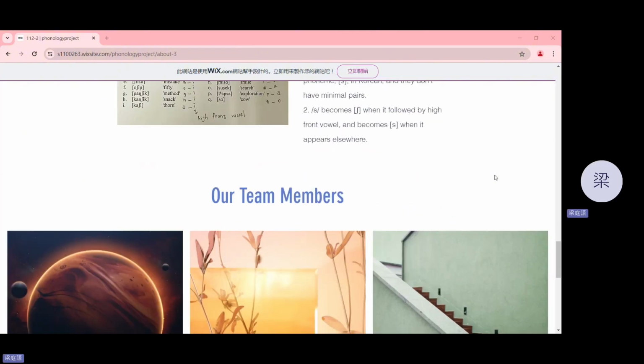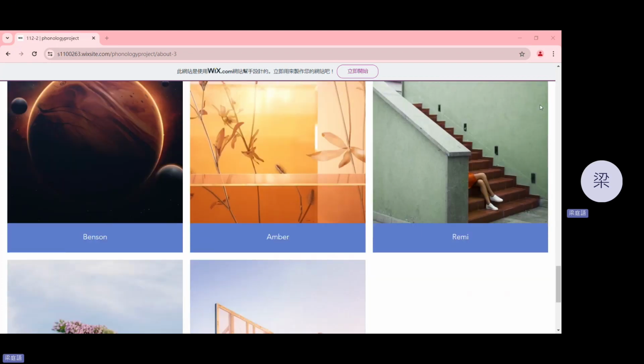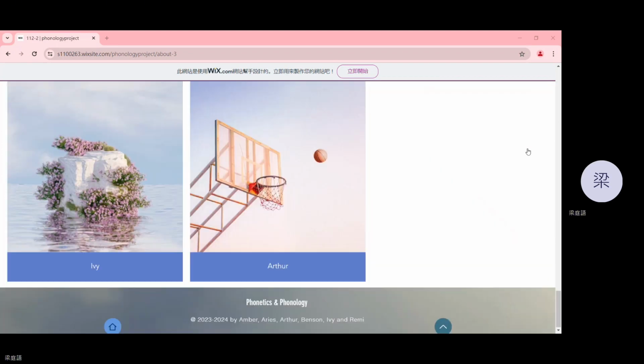Next is our team members. We have Benson, Amber, Remy, Ivy, and Arthur.